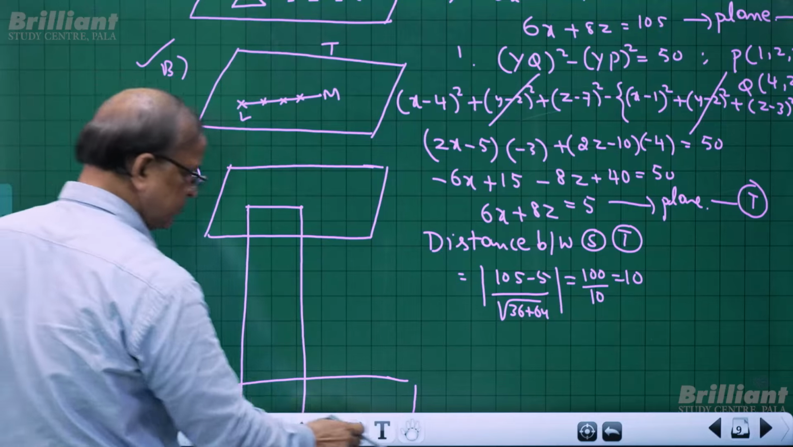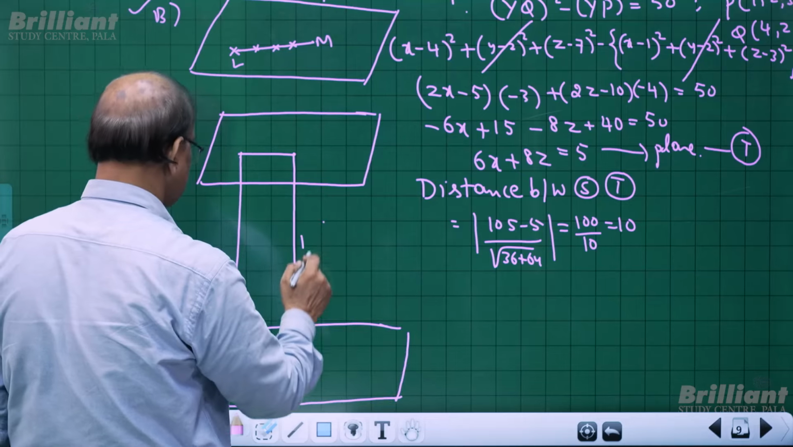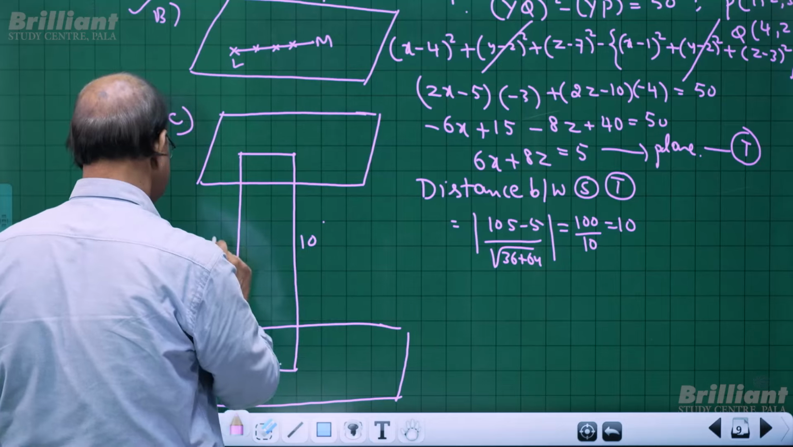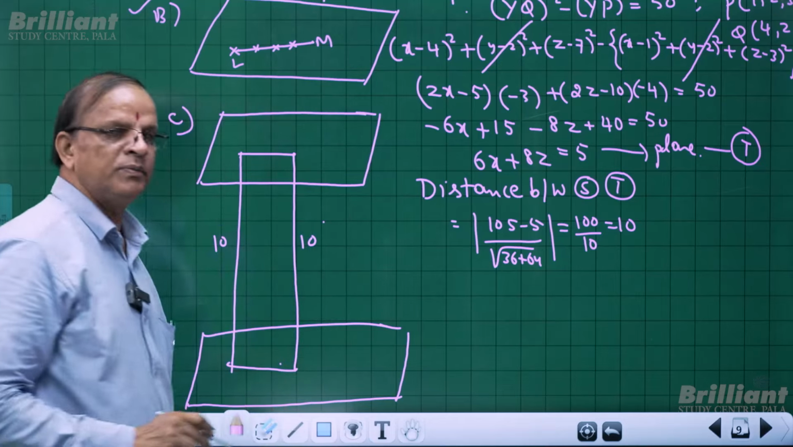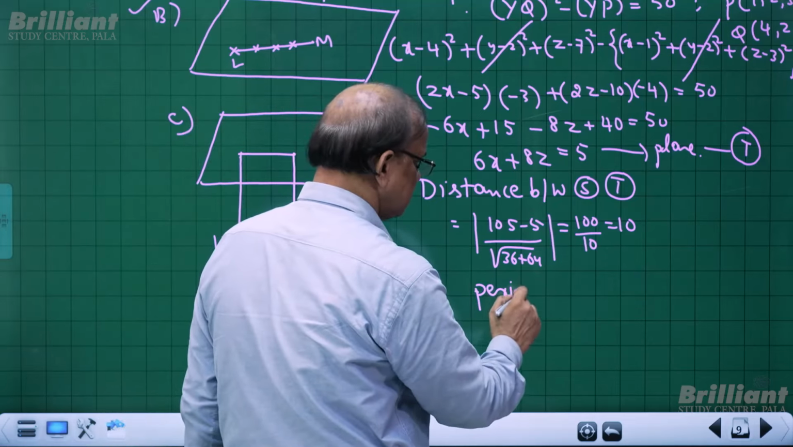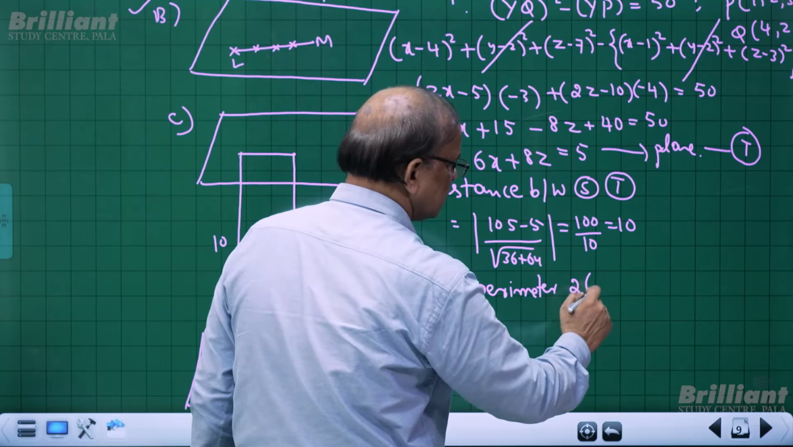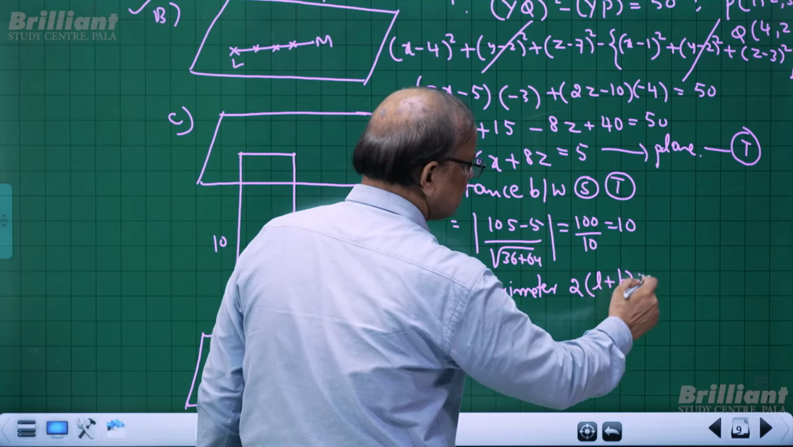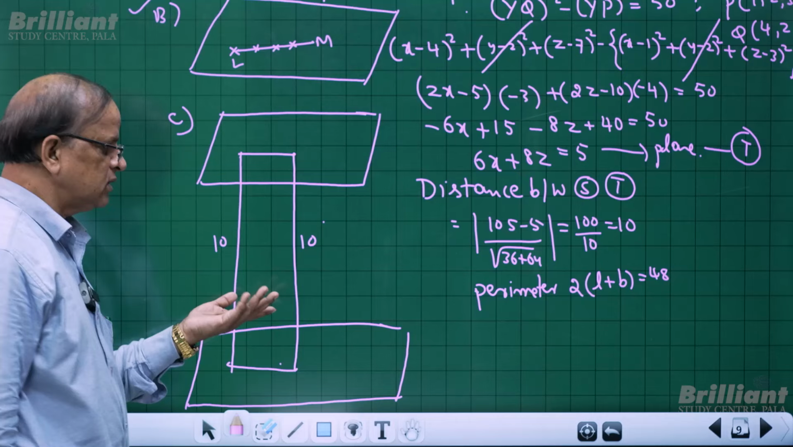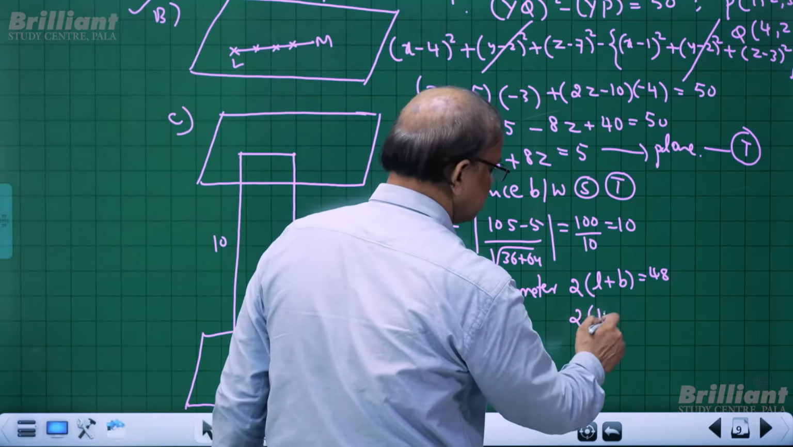So, this is a rectangle, distance is 10. Okay. So, this is 10, right. We want perimeter 48. So, perimeter 2 into (L plus B) is equal to 48. Okay. So, say this distance is 10, so say length is 10.